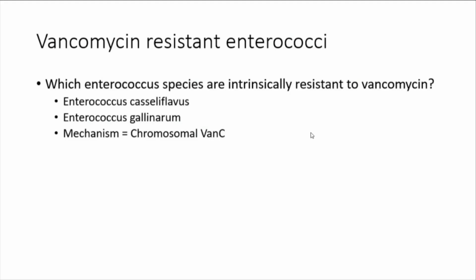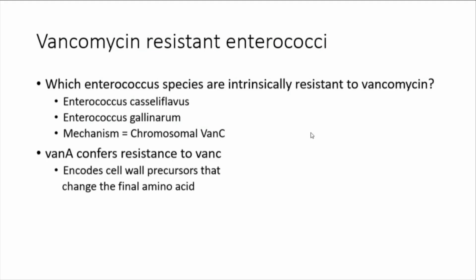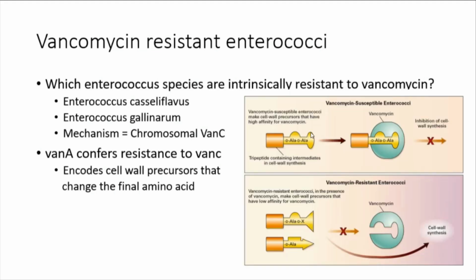And so this intrinsic resistance is driven by a chromosomal mechanism. But Casseliflavus and Gallinarum, that can come up. It's in the board review study guide materials, just a fact that they could try to trick people up on. For our other Enterococcus species, they become resistant to vanc through VanA. That changes the amino acid in the cell wall so they don't have affinity for vancomycin.